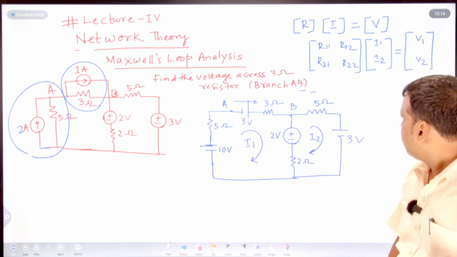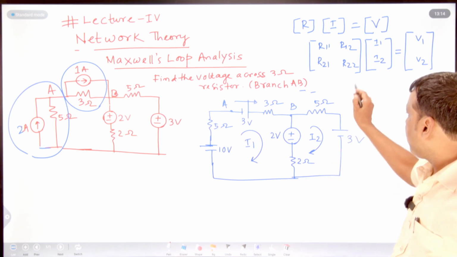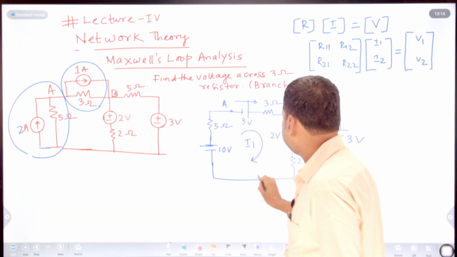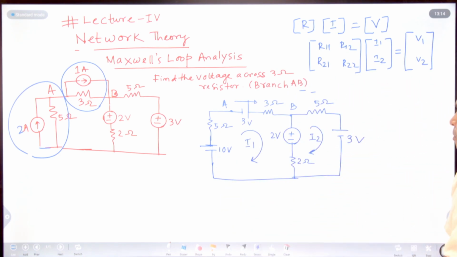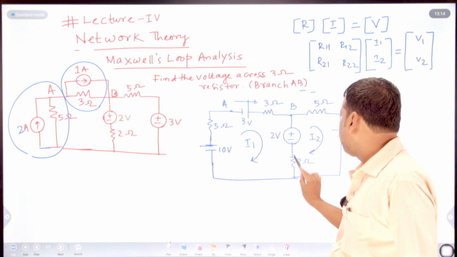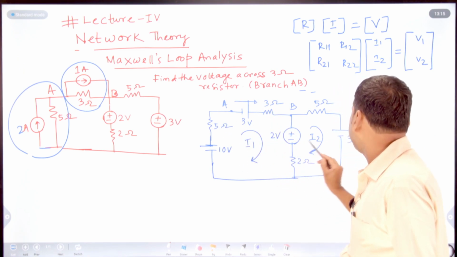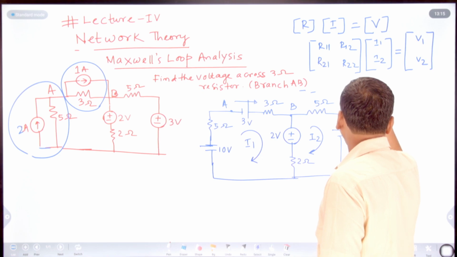First of all, how to find R11? R11 is nothing but the sum of the resistances in loop 1. In loop 1, how many resistances are there? 1, 2 and 3, three resistances. So if you add 5 plus 3, 8, 8 plus 2, 10. R11 is 10 ohm.